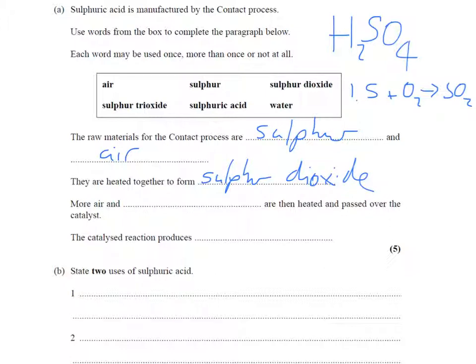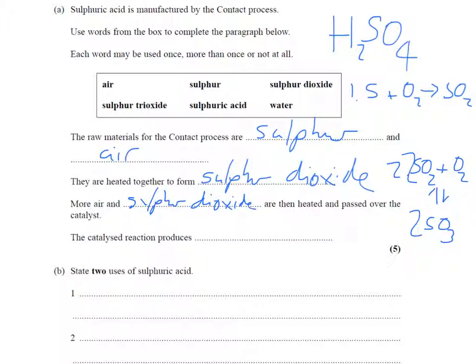And in the second stage of the process, the sulfur dioxide is reacted with more oxygen to produce, in a reversible reaction, sulfur trioxide. And if we balance that there, we have 2 of those. So the next one is more air and sulfur dioxide, which are then heated and passed over the catalyst, and hopefully you should know what the catalyst is. It's V2O5, vanadium pentoxide, and this reaction here produces SO3, sulfur trioxide.